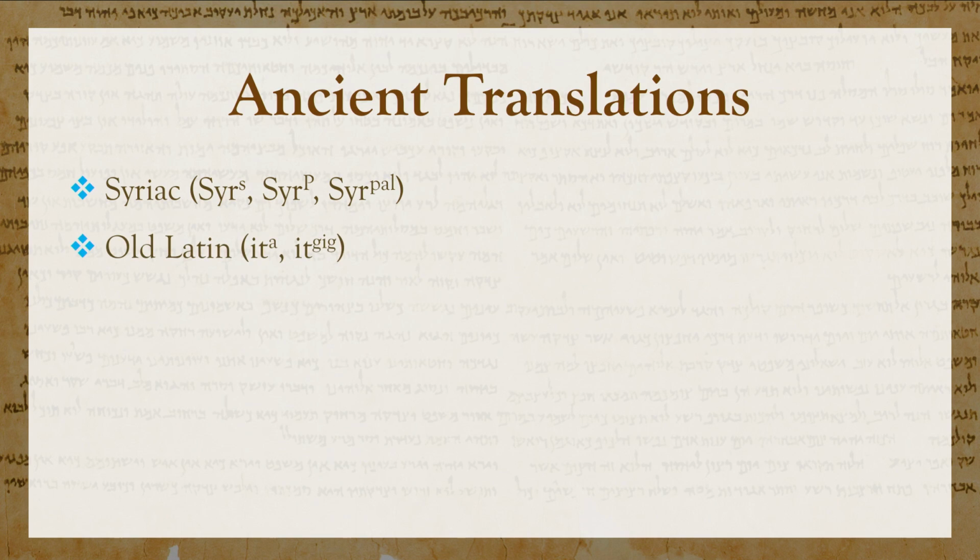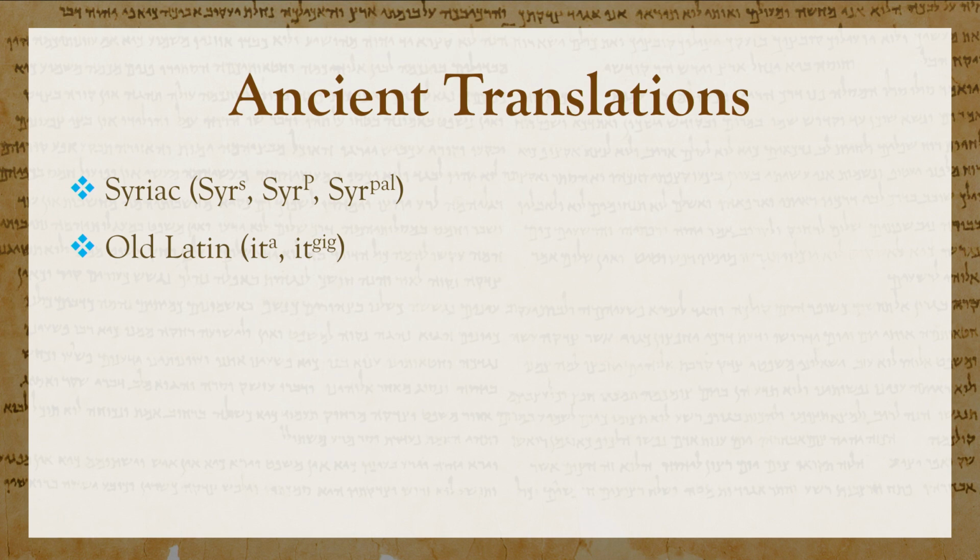Then we have the Old Latin. We've got about 38 copies of Old Latin according to D.C. Parker, and these are abbreviated with the letters it. It'll be it and then a superscript. Like a, for example, refers to Vercellensis, which is probably the oldest European manuscript of the Old Latin, 4th century.